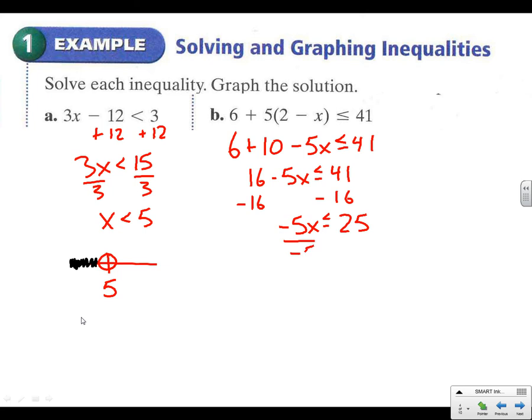And our last step, we're going to divide by that negative 5. But remember, when we divide by a negative, we're going to switch our inequality. So now we're greater than. Number line, negative 5, closed circle. And on this one, x is greater than, so we're going to shade to the right.